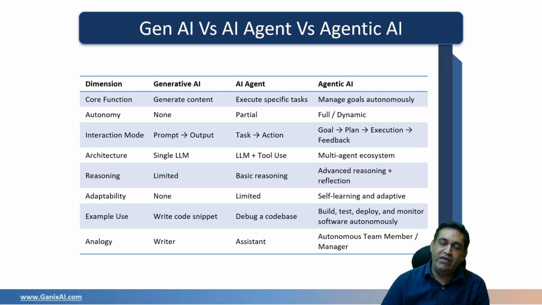So, in a nutshell, we can say Gen AI is a writer, an AI agent is a kind of assistant which helps you to perform a task, and agentic AI is a kind of autonomous team or team member, or you can call it a manager who plans and delegates the task to the different team members.